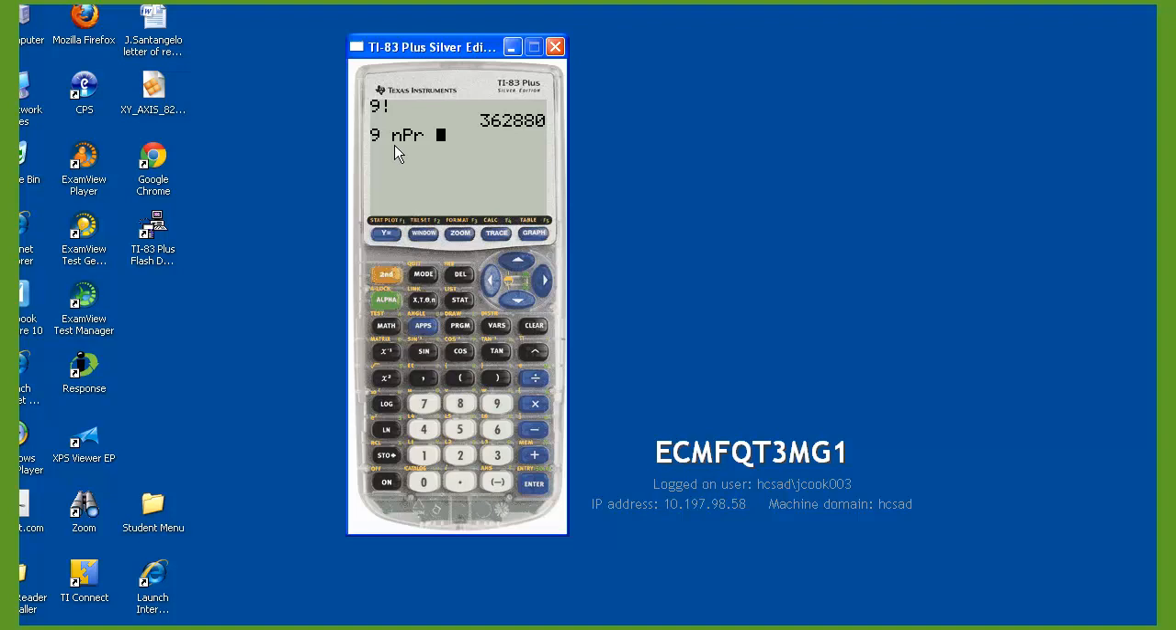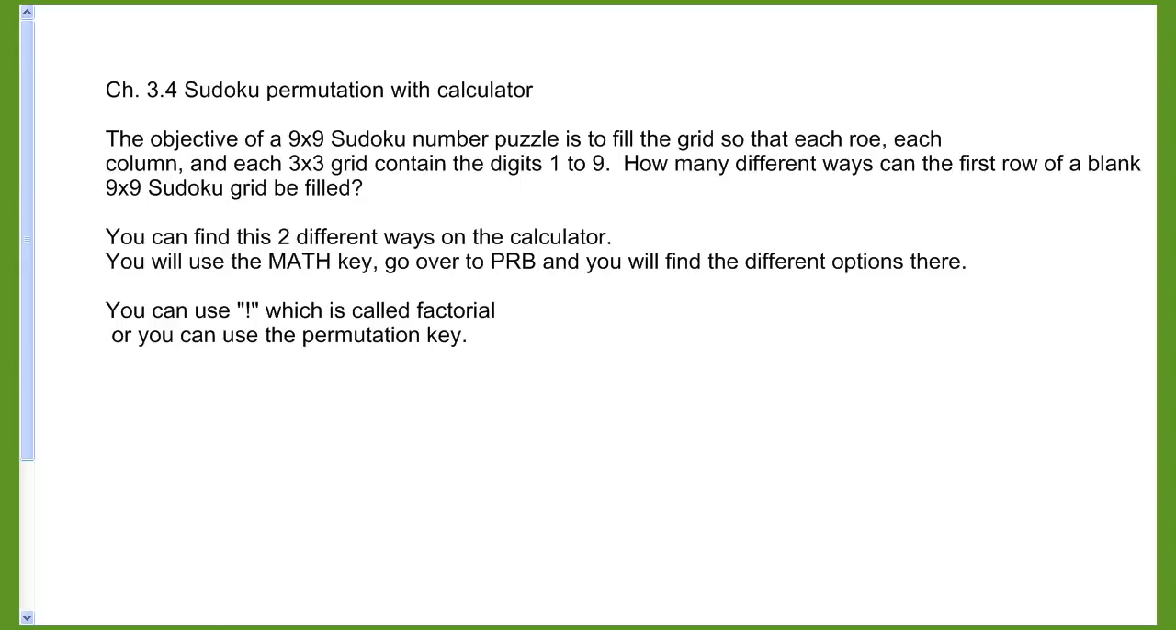So I have 9 squares, and I'm taking them 9 numbers at a time. I'm going to put 9 here because that's R. This 9 is N. This 9 is R, which tells me how many I take at a time. And you're going to see I get the same answer. So I could have worked that either way. It didn't matter. And there's your problem again.